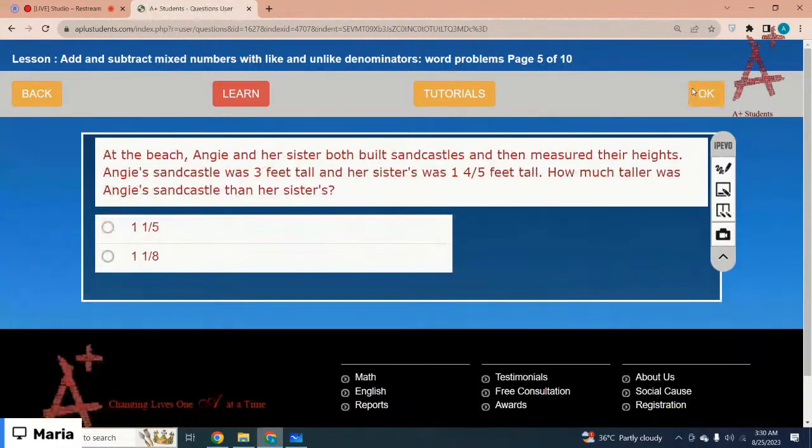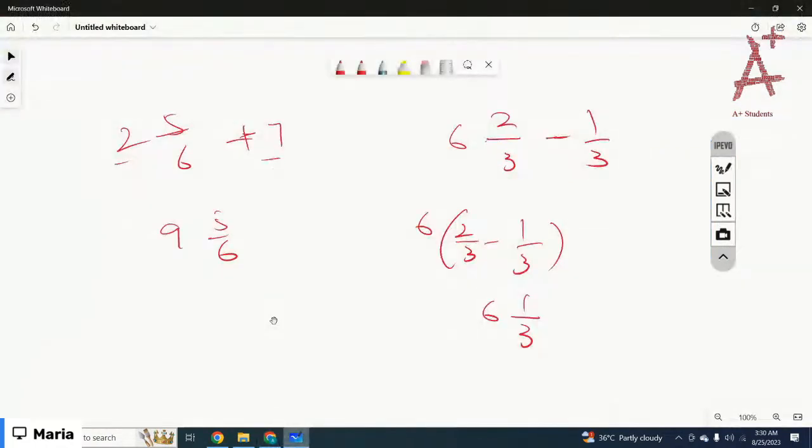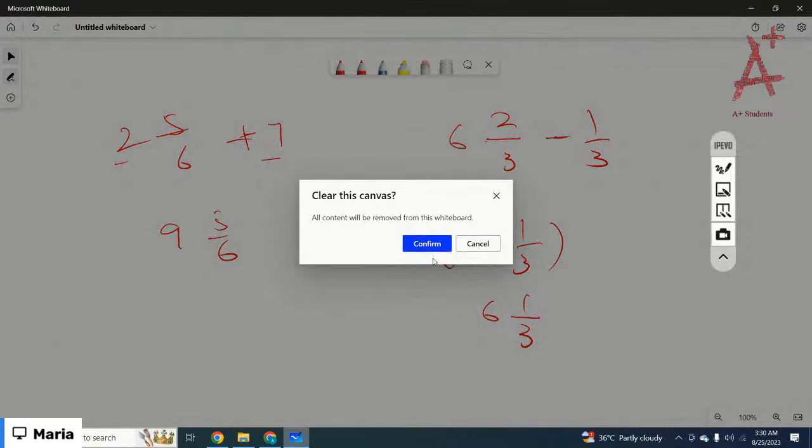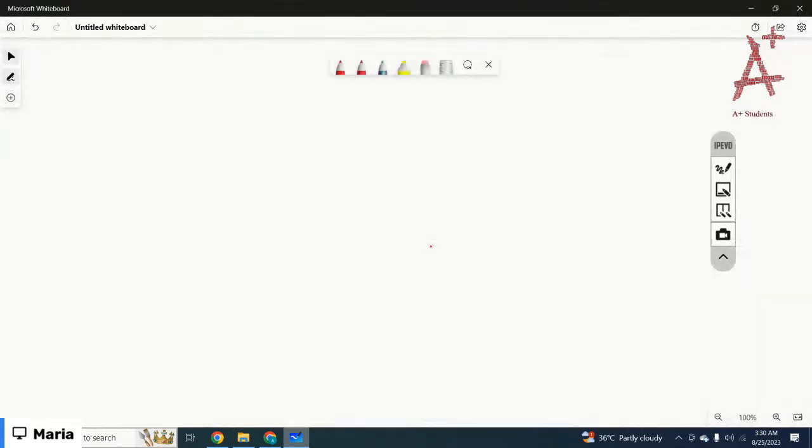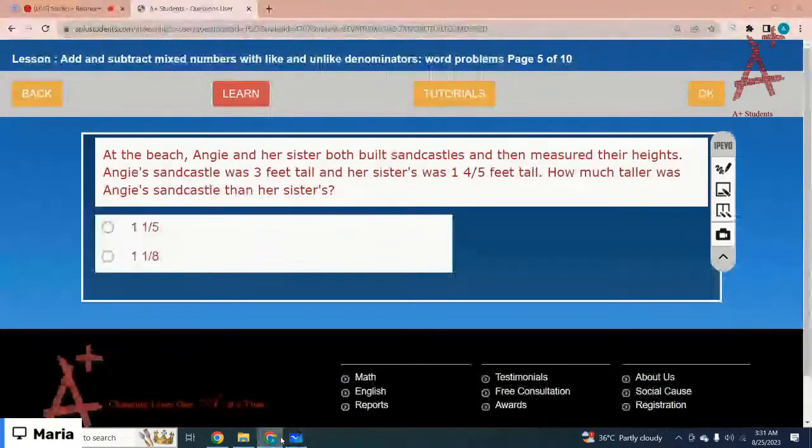Okay, the next one is at the beach, Angie and her sister both built sand castles and then measured their heights. Angie's sand castle is 3 feet tall and her sister's was 1 whole 4 over 5 feet tall. How much taller was Angie's sand castle than her sister's? So you have to subtract, right? It will be 3 minus 1 whole 4 over 5.